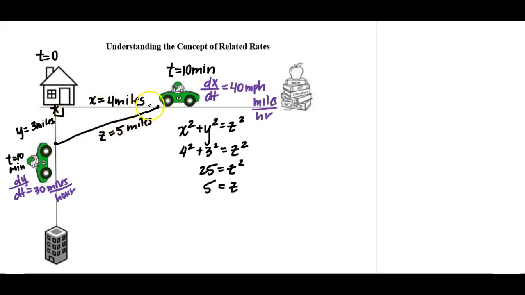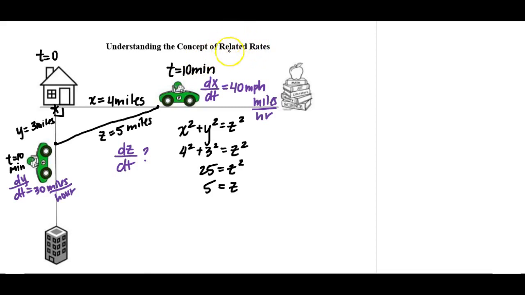So not how far apart you are. How far apart you are isn't a calculus question. That's a pre-calc question. That's using the Pythagorean theorem. So at 10 minutes, I know that you're 5 miles apart. But the question would be, how fast is the distance between you changing? What is the rate of change of the distance between the two of your cars? So in other words, the question that we're going to be asking is, what is dz/dt at 10 minutes?